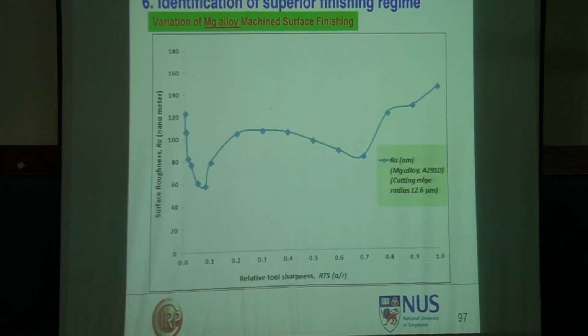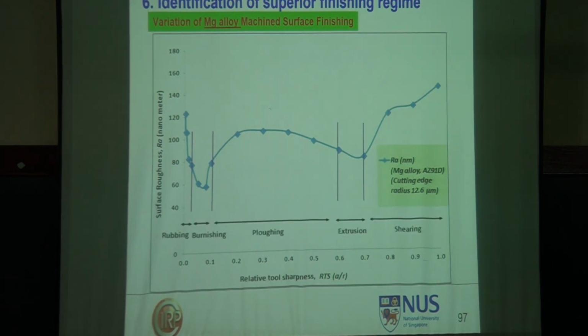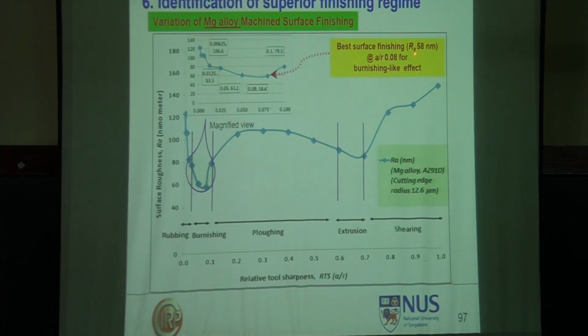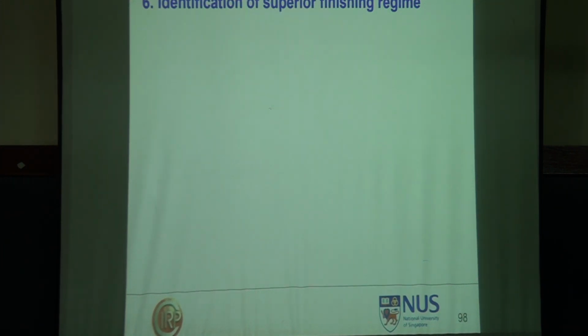For magnesium alloy, this is the graph we got. So this is our extrusion zone. This is the changeover zone we got, which we termed as varnishing zone. This is the best surface finish we got. At this zone, we call it best surface, area of 58 nanometer. It's a varnishing zone like this. This is for magnesium alloy. Did we do a further experiment?